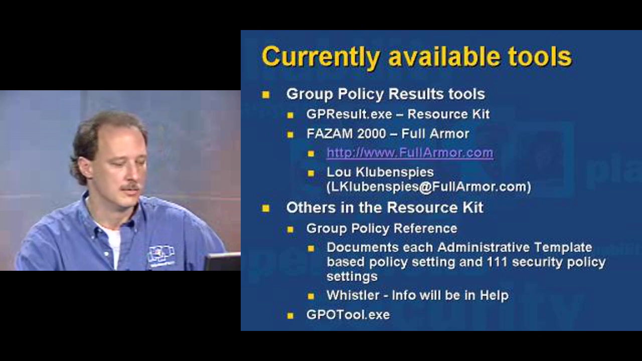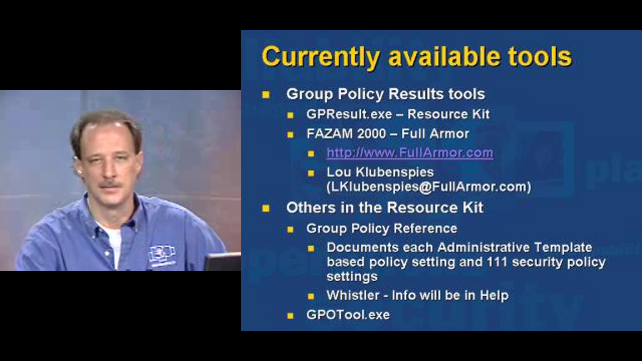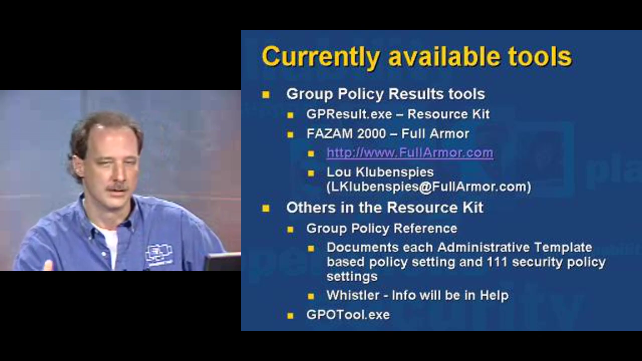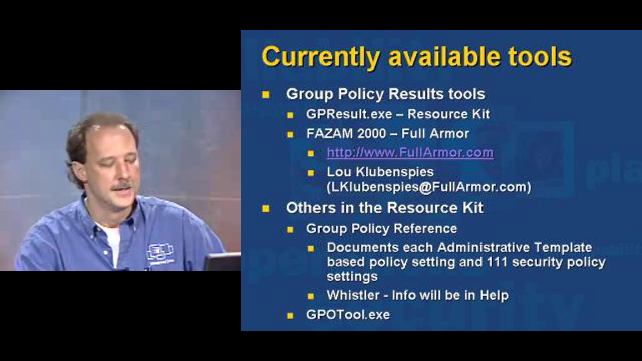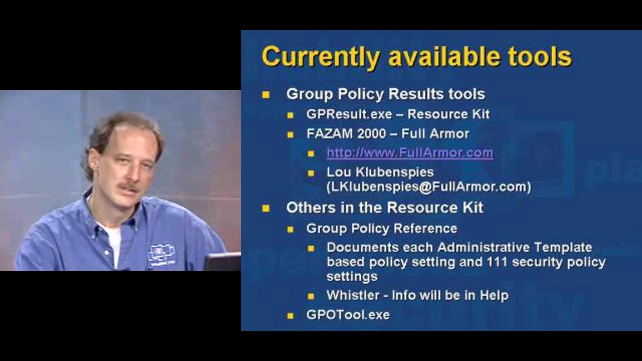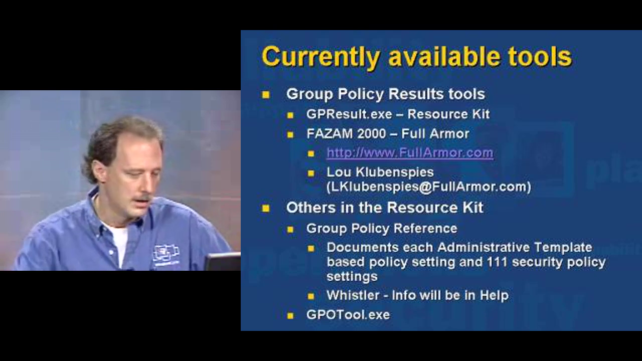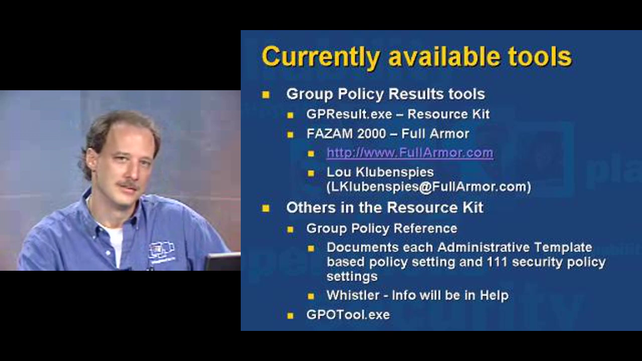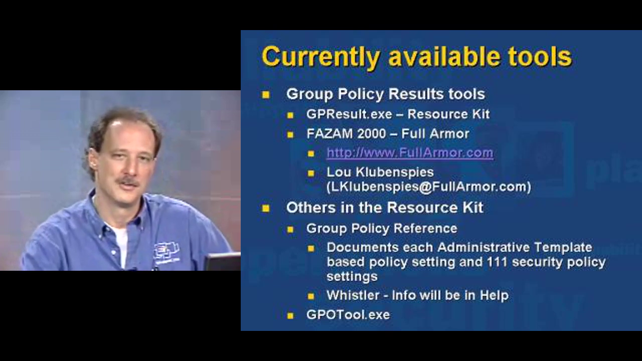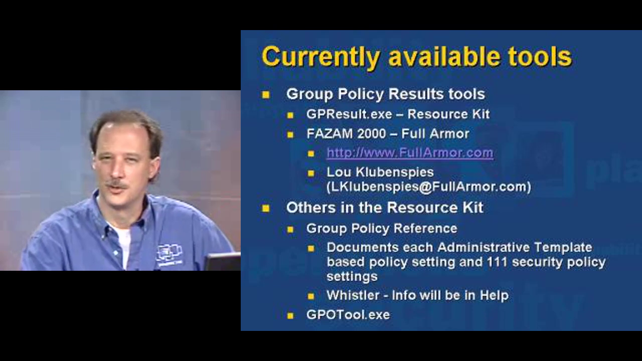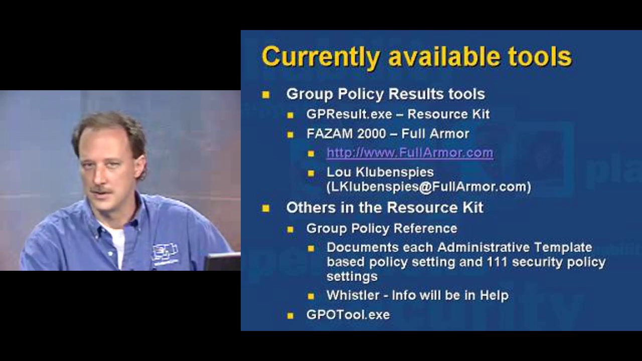The group policy reference, or the gp.chm, is a help file that documents all of the policy settings, 560 some odd. In Whistler, this information will be in help. Just to make sure that you're comforted in the fact that we will actually put this information in help, so it's searchable, printable, those types of things.